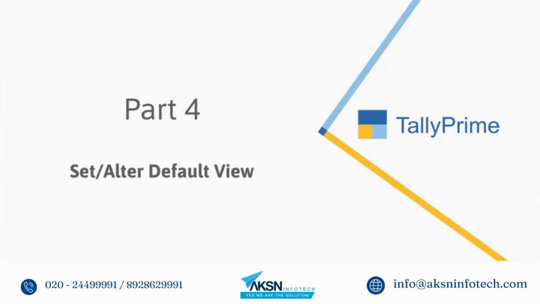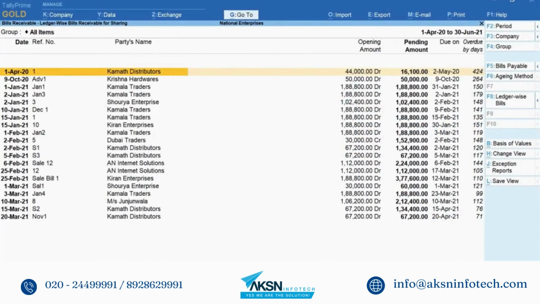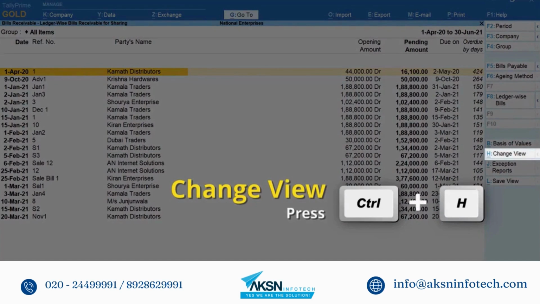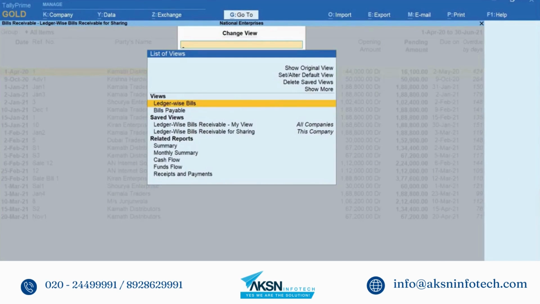Let us see how. To set or alter the default view, click Change View or press Ctrl-H. You can see that the saved views are listed, and you can easily identify the views saved for this company and all companies with the help of the labels.